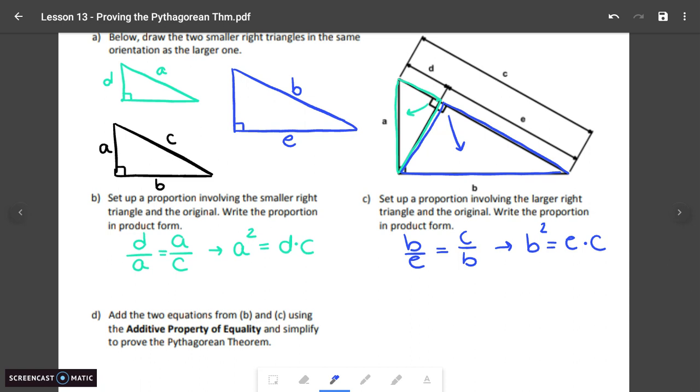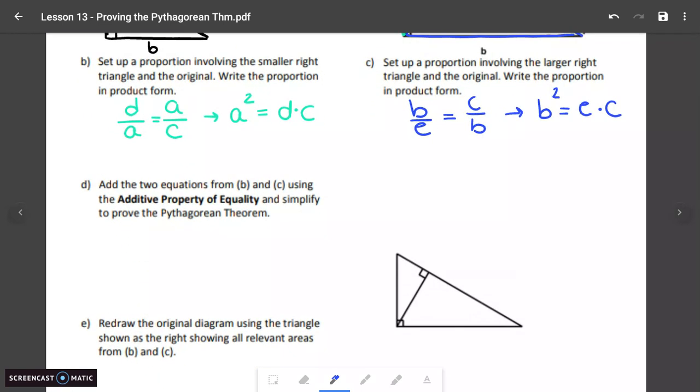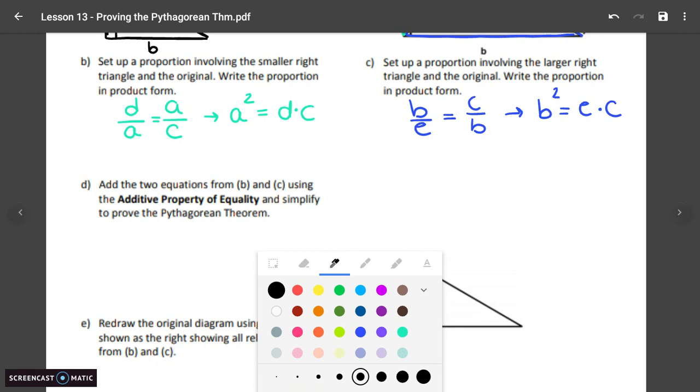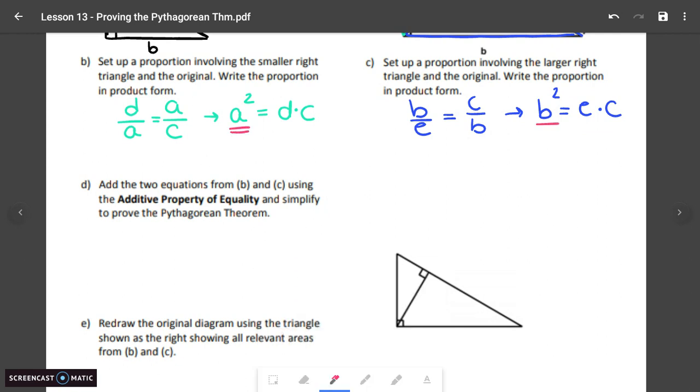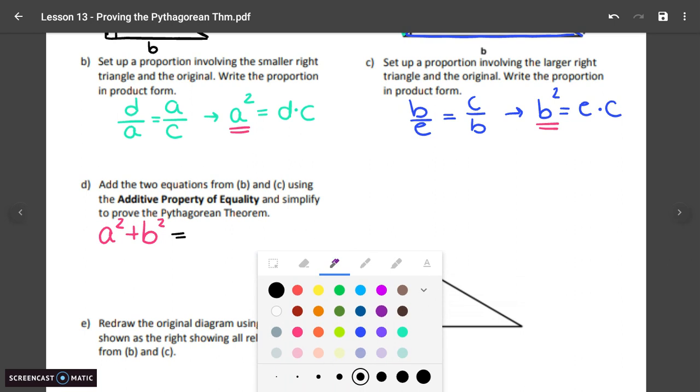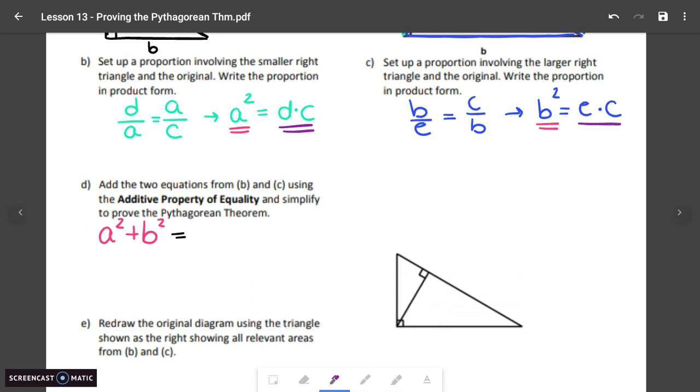Now, because I know these two triangles are similar, I know all these proportions are going to map onto one another. I can use the additive property of equality to set everything that I have equal to each other, but with the right corresponding pieces. So right now, what I do know here is that we have A squared, I'm going to add that with B squared, and it's going to be equal to its corresponding pieces, DC and EC. So equal to DC plus EC.